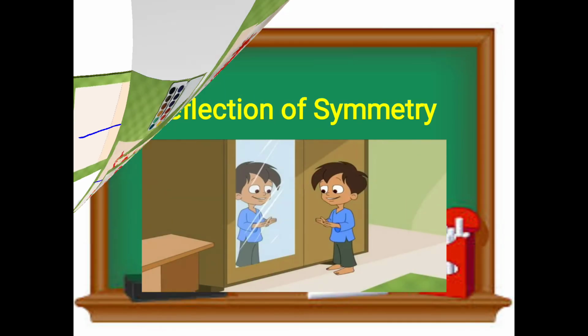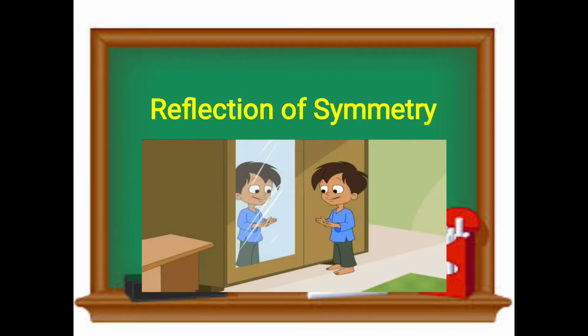And the next slide, yes. So symmetry we have already learnt in the previous grade, I told you. So this is reflection symmetry. In 6th grade we somehow didn't learn reflection symmetry, so I'll just tell you what reflection symmetry is. Okay, so see here, one boy is standing in front of the mirror. Yes, right?